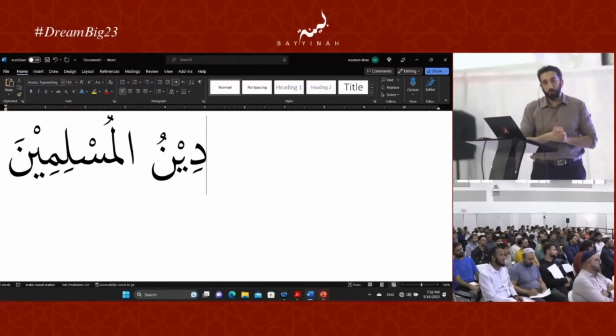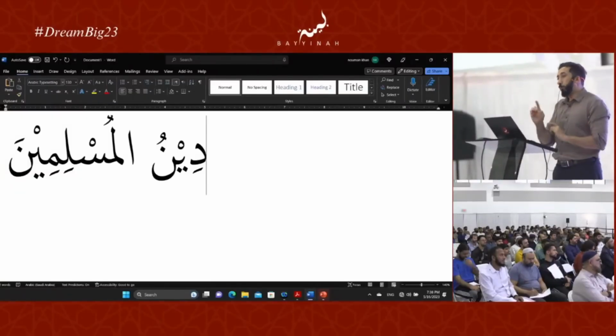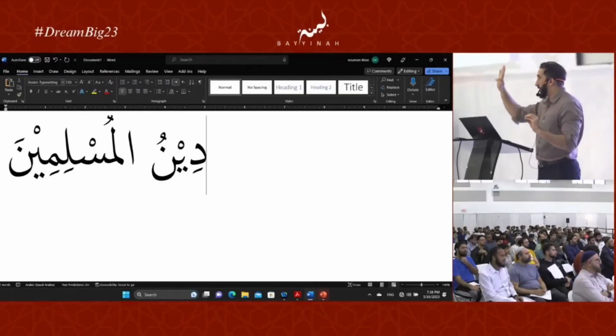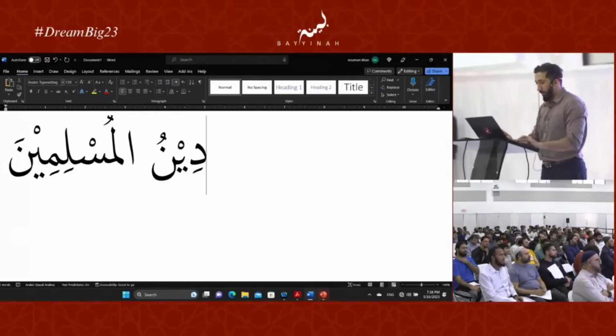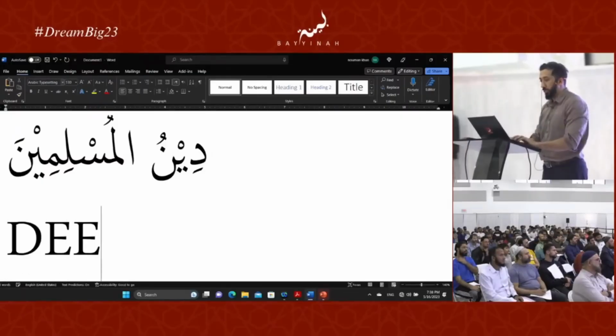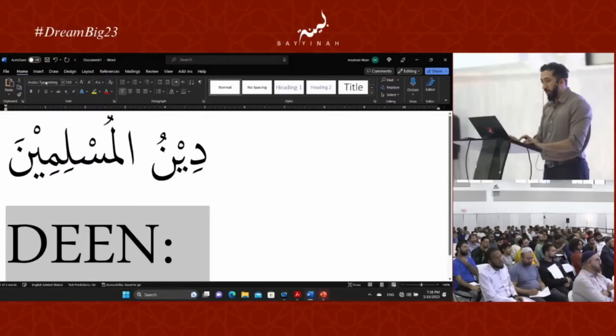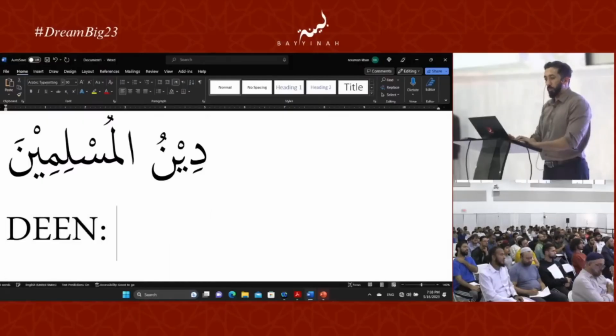Okay, now, I want 4 properties. This is now the work. I want 4 properties of the word deen. I'm going to write it in English so it's easier to type. I want 4 properties of it. Because an ism should have how many? 4 properties. What are they?